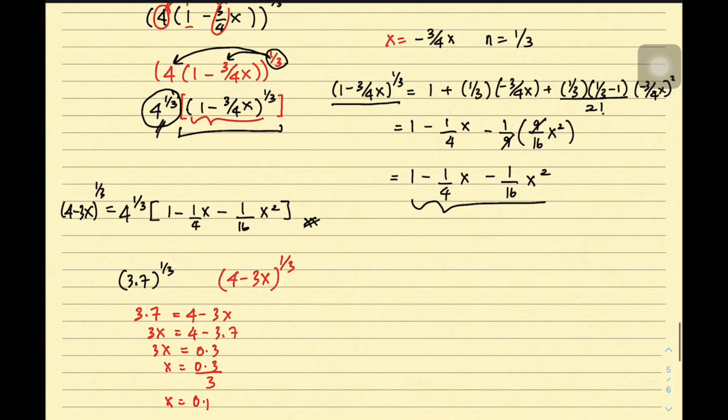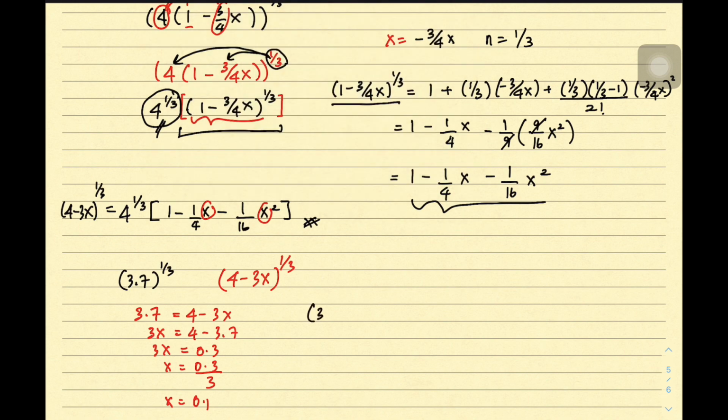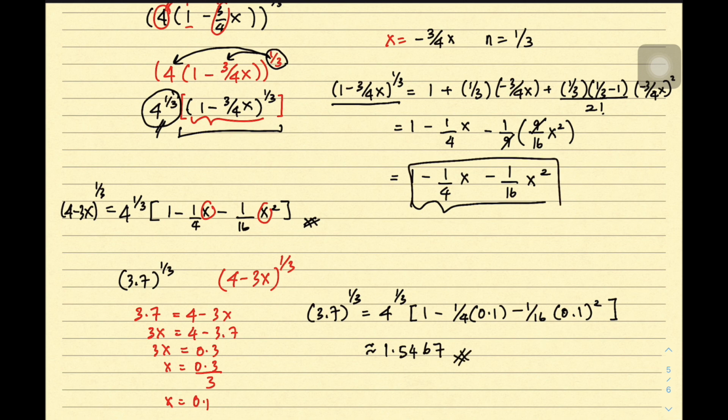So apa yang awak kena buat? Awak cuma kena gantikan semua x yang ada dekat expansion ni dengan 0.1. Okay, so the estimate value for 3.7 to the power of 1 over 3 will be 4 to the power of 1 over 3 darab dengan 1 tolak 1 per 4, x adalah 0.1 tolak 1 per 16, x adalah 0.1 kuasa 2. So you can calculate by using calculator and you will get the estimate value of this one equal to 1.5467. So inilah the estimation value dengan menggunakan binomial series expansion. Okay.